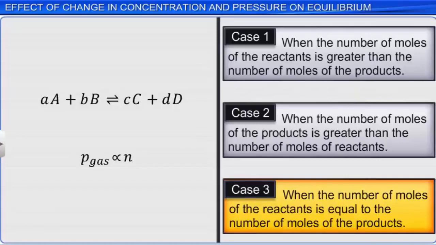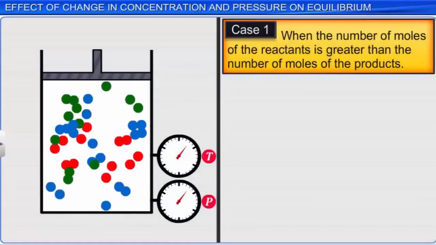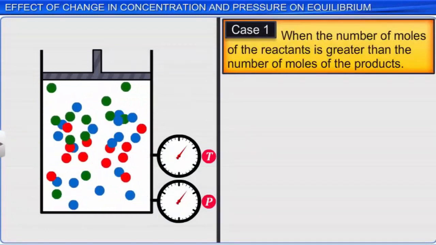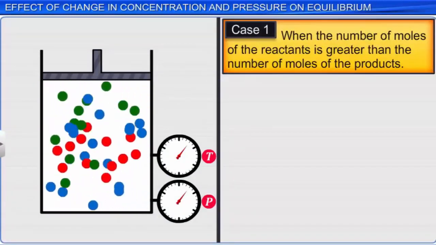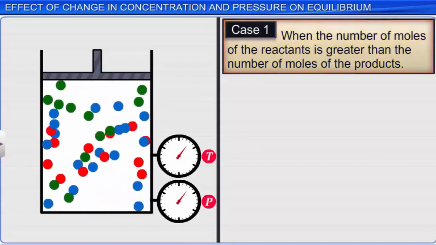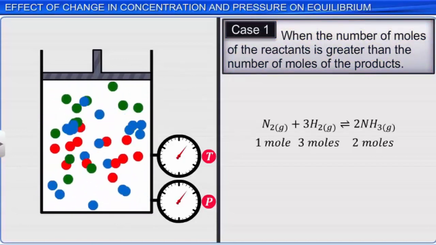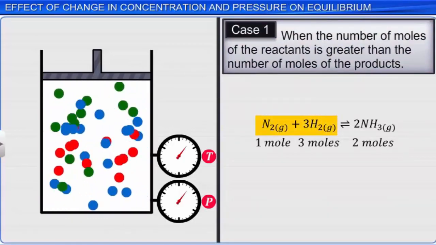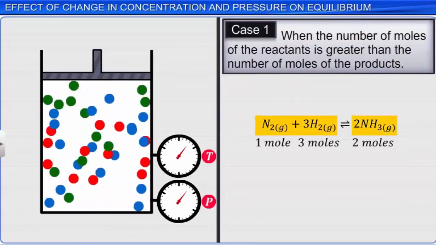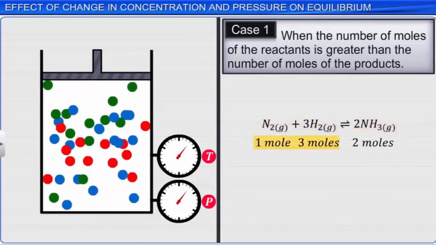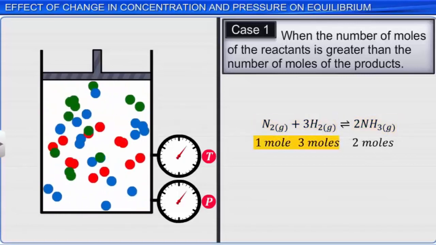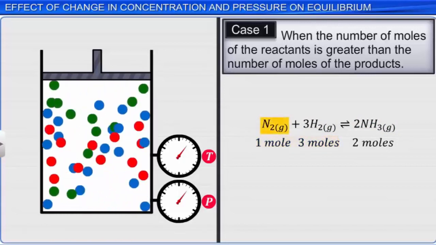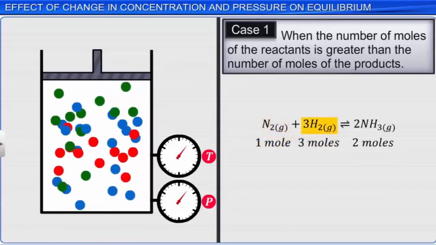Case 1. When the number of moles of the reactants is greater than the number of moles of the products. Consider the gas phase reaction N2 + 3H2 in equilibrium with 2NH3. In this reaction, 4 moles of gaseous reactants, 1 mole of nitrogen and 3 moles of hydrogen, become 2 moles of the gaseous product, ammonia.